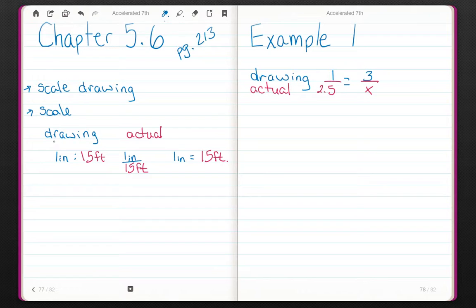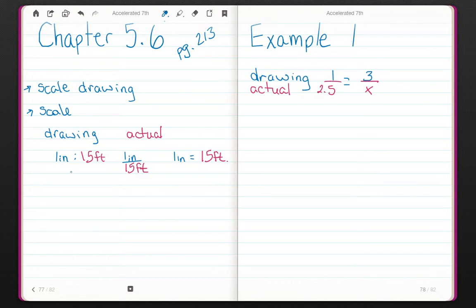Now, a scale drawing is something that is enlarged or reduced. It's a drawing that either makes an object bigger or smaller, but keeps it in proportion. The scale is the ratio that compares the length in a drawing or model to the corresponding length in the actual object. So for example, if I have 1 inch in a drawing, that can represent 15 feet in the actual object.